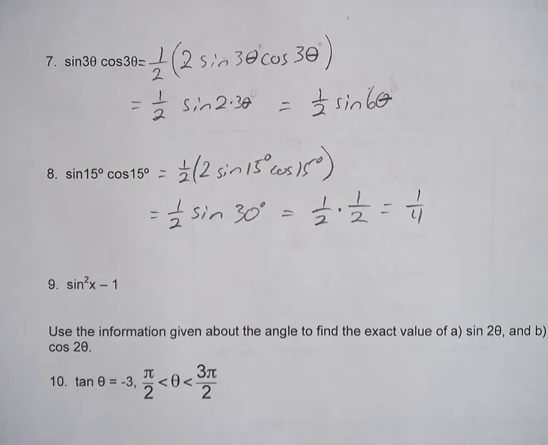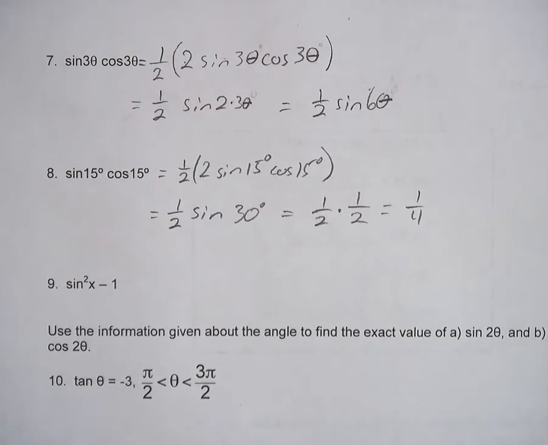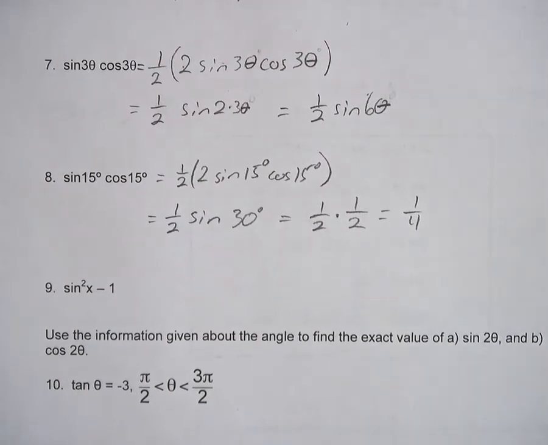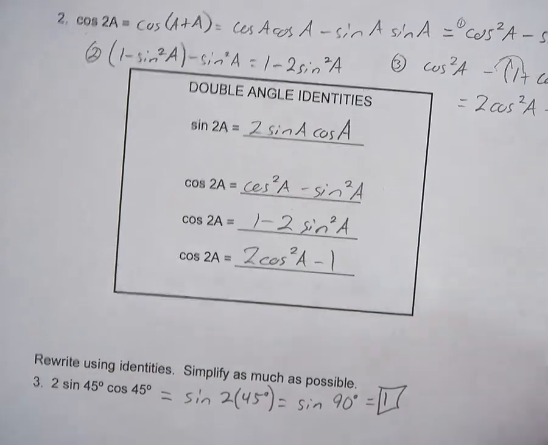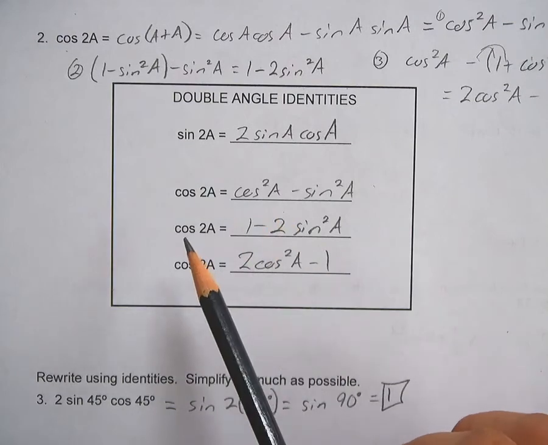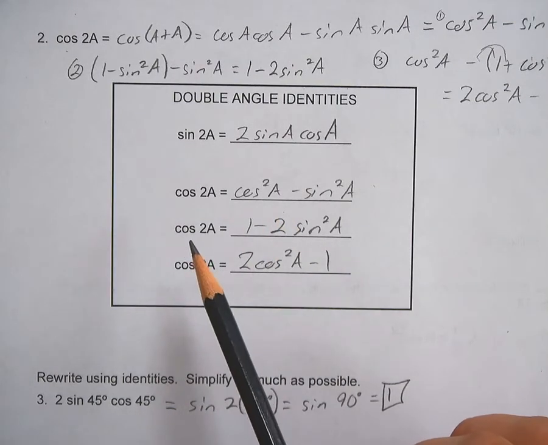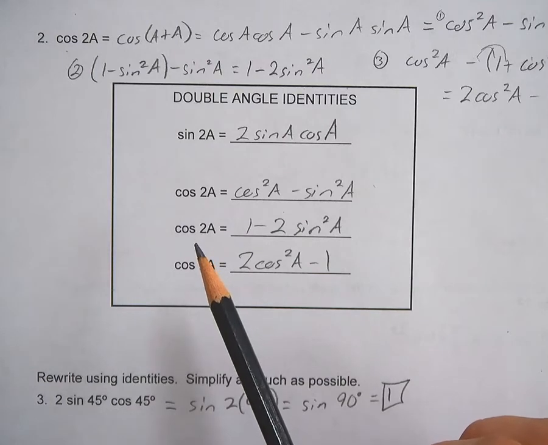Number 9 says the sine squared x minus 1. There we go. Sine squared x minus 1. Well, first and foremost, I don't have that anywhere. The closest thing I do have is this, and that just has the chance of getting really complicated.